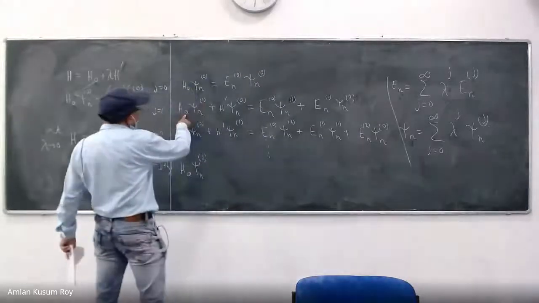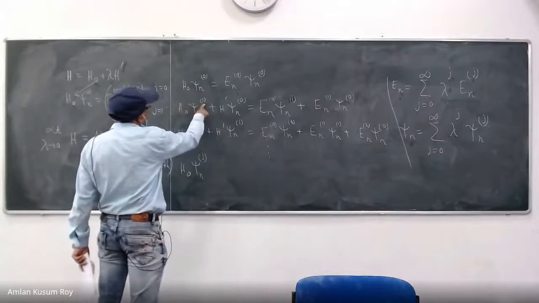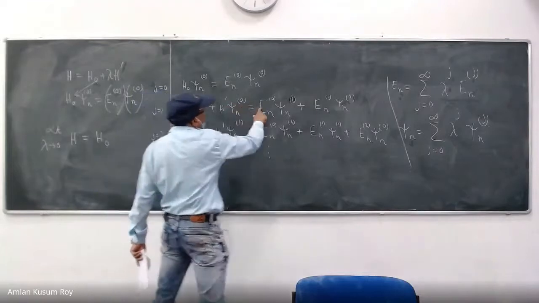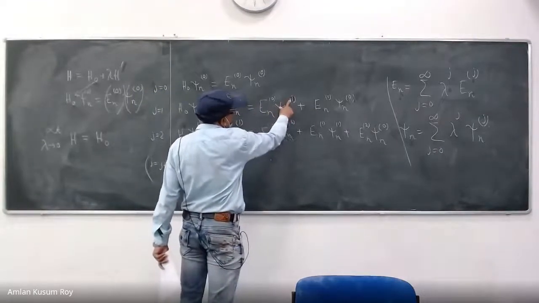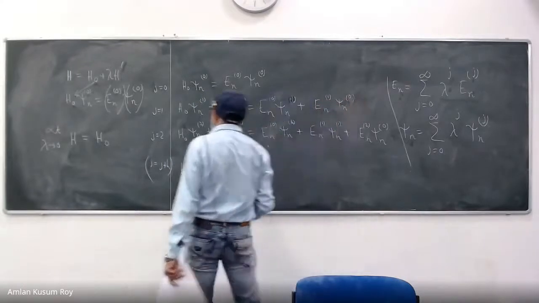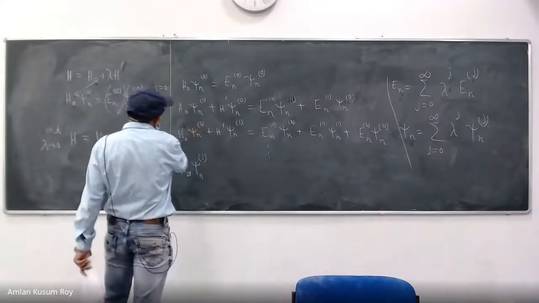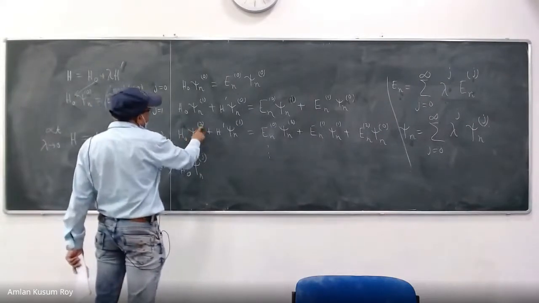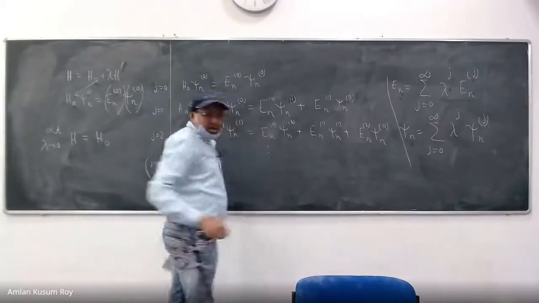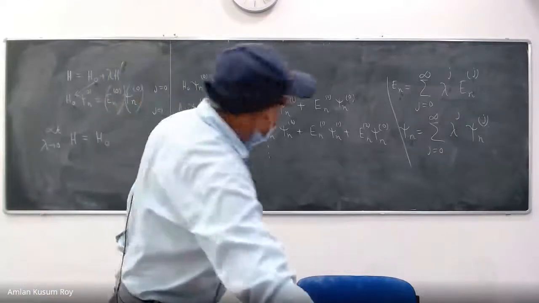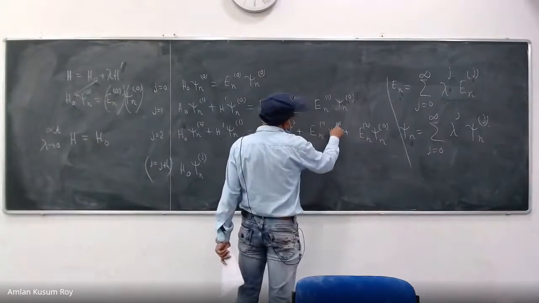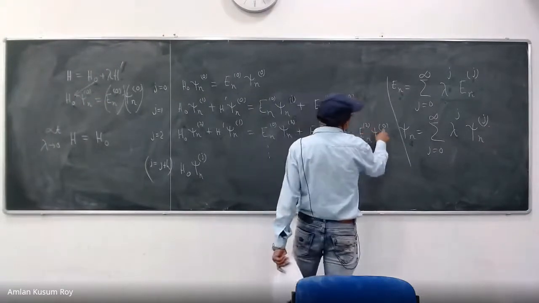You can see that H0 psi n1 plus H prime psi n0 equals En0 psi n1 plus En1 psi n0. For j equal to 2, H0 psi n2 plus H prime psi n1 equals En0 psi n2 plus En1 psi n1 plus En2 psi n0. So that means H0 psi nj plus H prime psi n(j-1) equals En0 psi nj plus En1 psi n(j-1) plus En2 psi n(j-2).